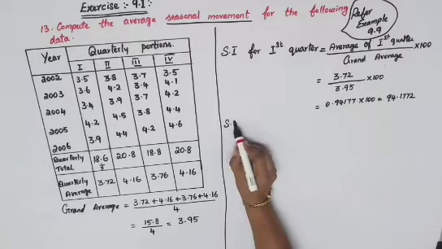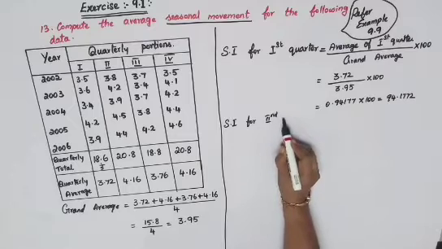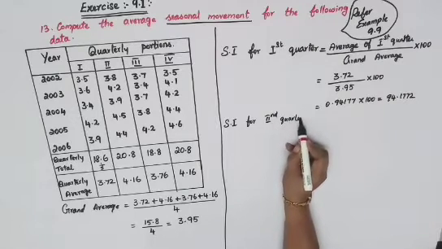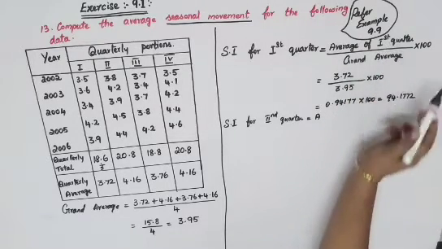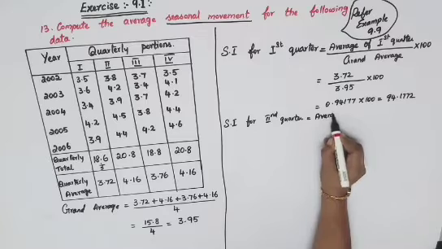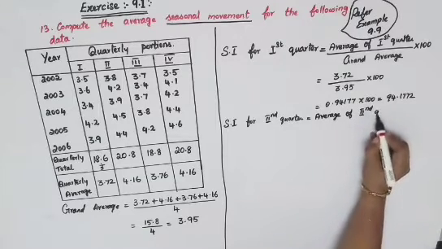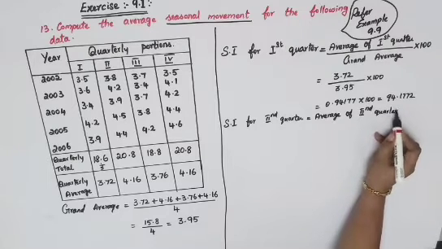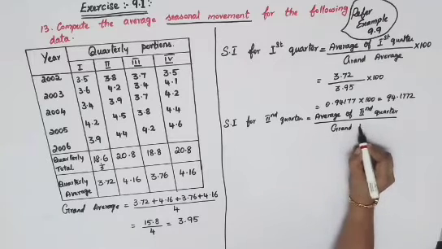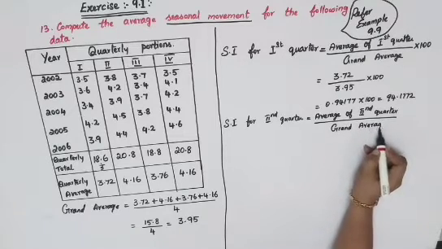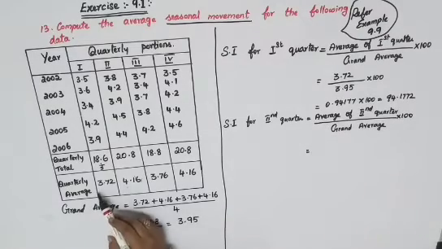So now you will have to find for your second quarter. That is SI, seasonal index for second quarter, that is equal to the same formula. In the place of first quarter just write second quarter. So average of second quarter divided by the same grand average into 100. So which is equal to quarterly average of second quarter.